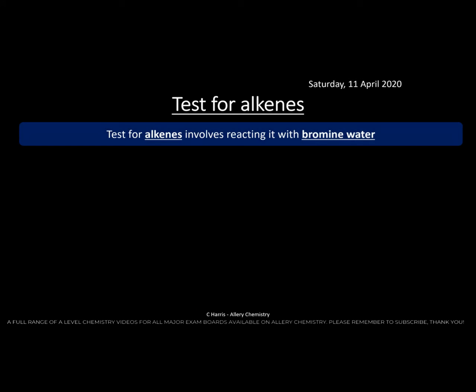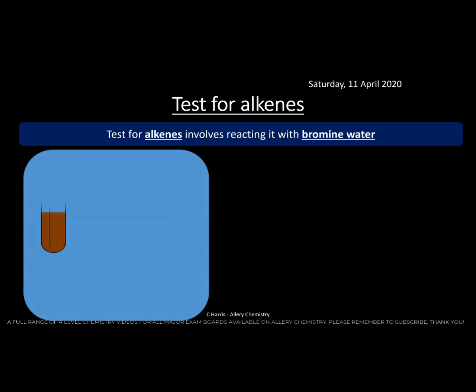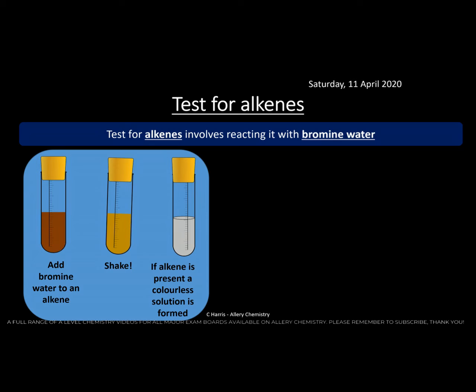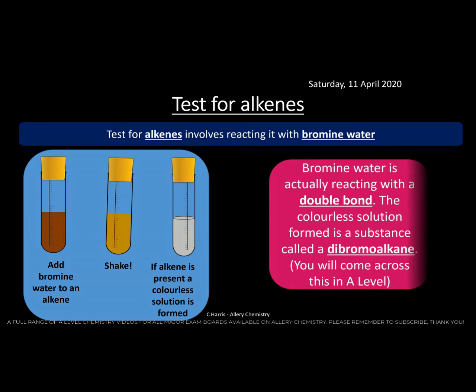Okay, so let's look at a test for alkenes. So how do we know if we've produced an alkene? An alkene is tested, and you might have seen this at GCSE as well, where we use bromine water. And if we add that to a substance that contains an alkene, we get a positive test. So basically what we do is we add the bromine water to an alkene, and if the alkene is present, then we get a positive test. So we shake it, there it is, and then if an alkene is present, we get a colourless solution that's formed. So it's a pretty straightforward test. It goes from brown to colourless.